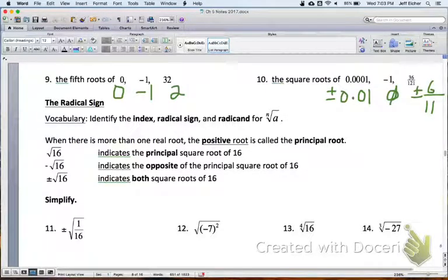Here are the answers to number 9 and number 10. Notice that on number 10, there is no solution. The square root of -1 gives you no real number solution. It does give you an imaginary number solution.